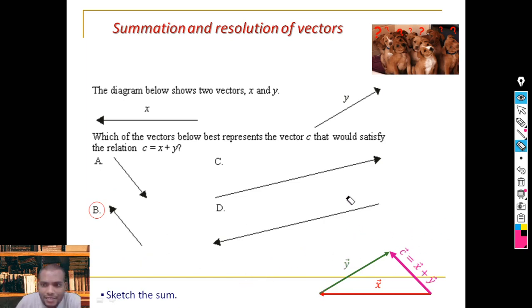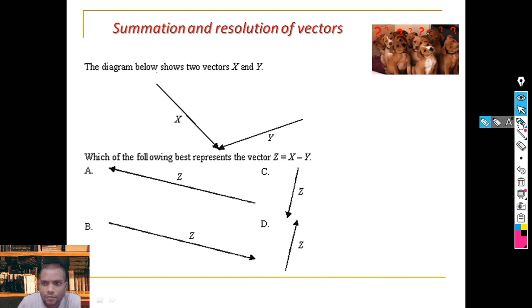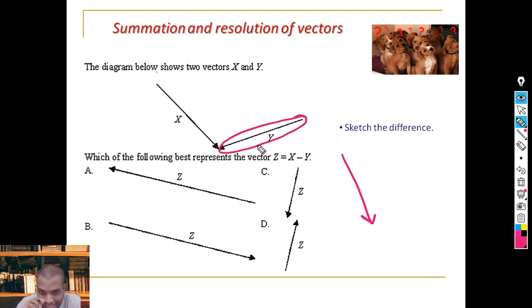Try to do more practice so that we can get more knowledge of how to add vectors. Let's take one more problem. Here two vectors are given. Try to find x minus y. So this is the x vector, and minus y. If this is y, change its direction and take the mirror image.